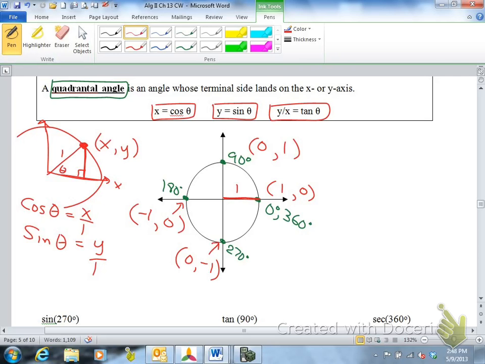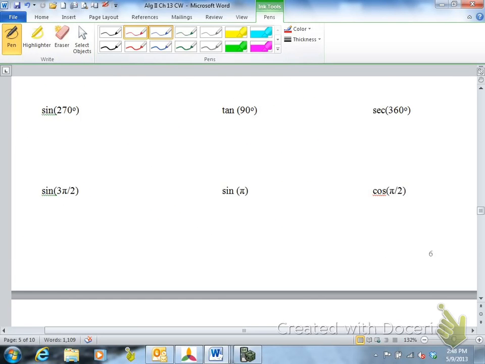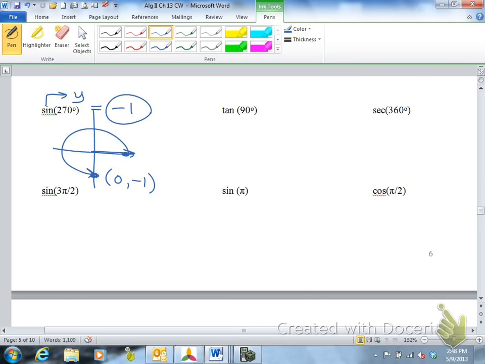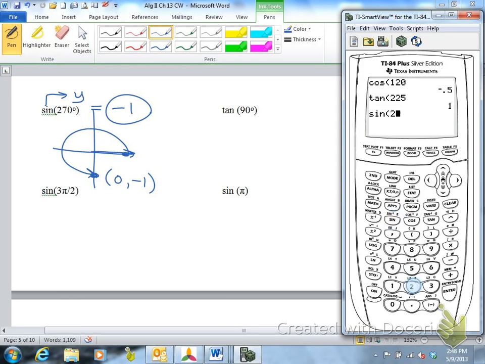So if you're asked to evaluate sine of 270, you can say, well, here's my angle of 270. I'm at this point. The coordinates of that point are 0, -1. And sine corresponds to the y coordinate. So sine of 270 degrees would equal -1. And just to verify, sine of 270 equals -1 using the unit circle.